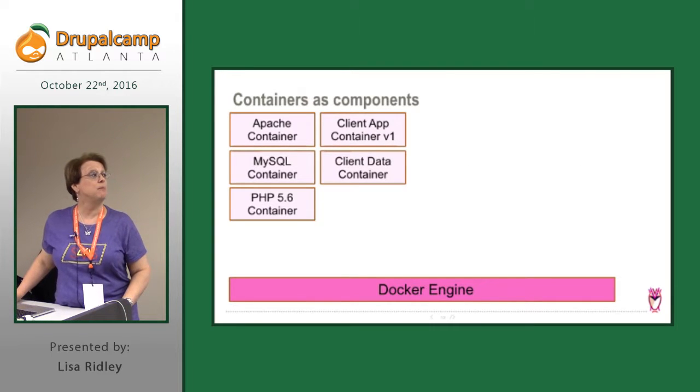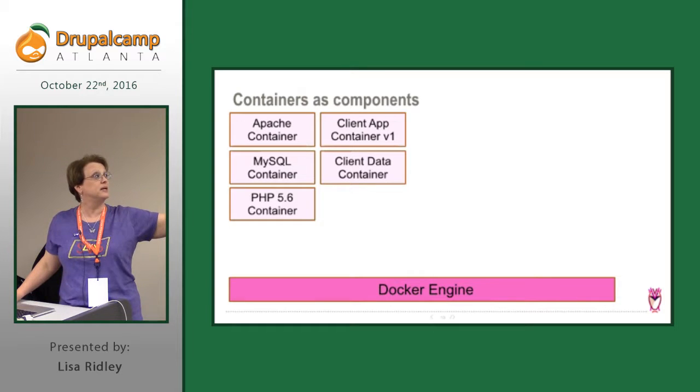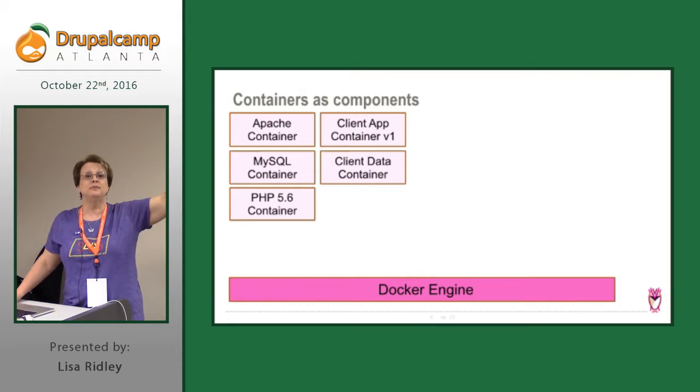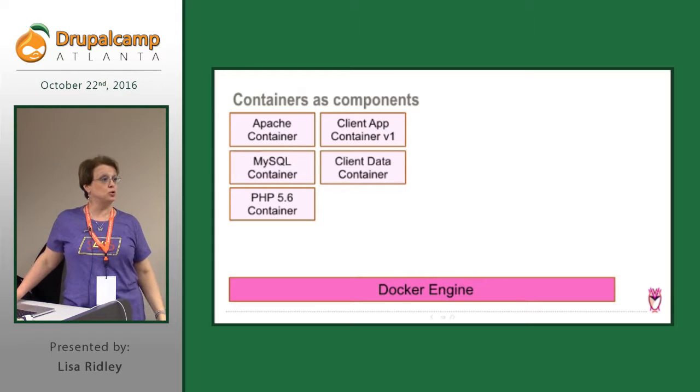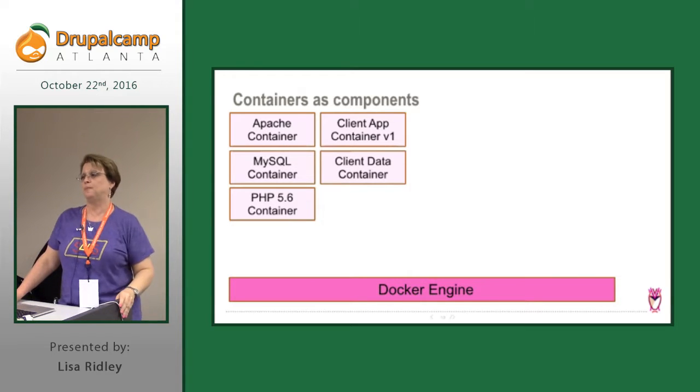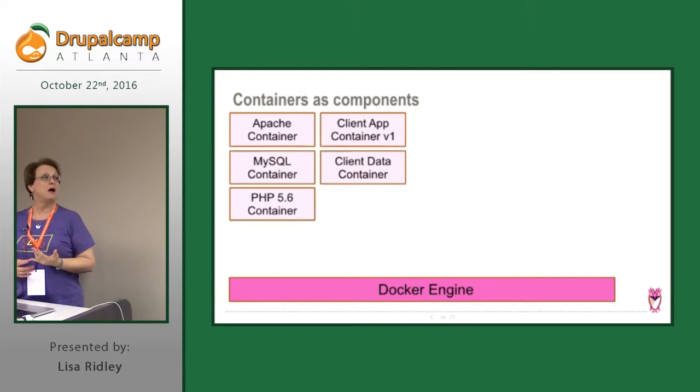So containers as components. We're going to look at this a little bit. So you've got an application, you're running Apache in a container, you've got MySQL in a container, you've got PHP 5.6. You have a client application container. This would contain, for those of us that are Drupal developers, our Drupal instance and any custom code that we might have. And then you've got a client data container. Now you might have a data container just for the database. You might have a separate container for your files directory. So all of these components are here.